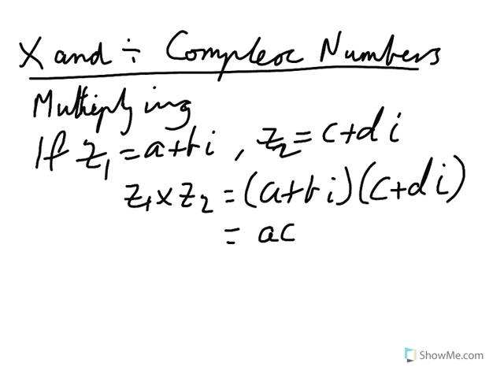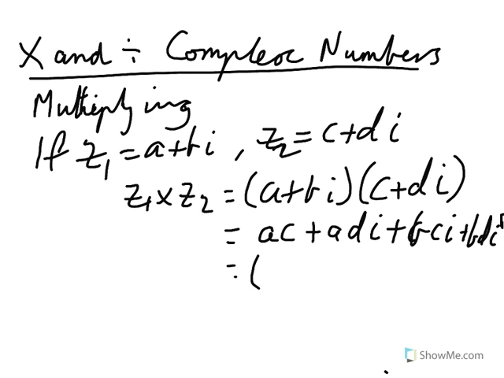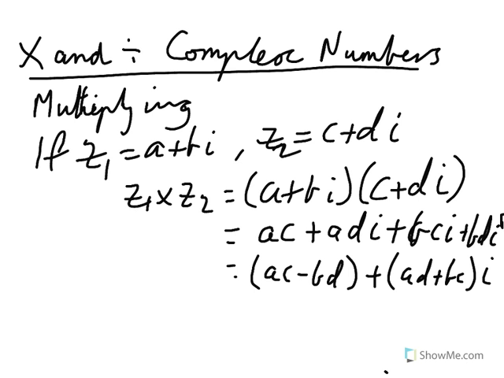So you get ac plus adi plus bci plus bdi squared. So i squared, of course, is -1, so you get ac minus bd for the real part, and for the imaginary part, (ad plus bc)i in general terms. So if we want to look at a couple of quick examples of that.